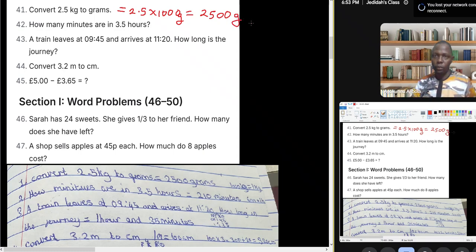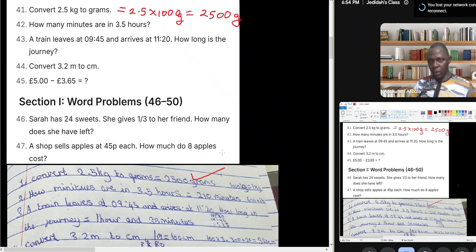So read what I wrote. 2.5 times 1,000 grams equals what? 2.5 times 1,000 grams. It equals 2,500 grams. 2,500 grams. Okay, that's good.